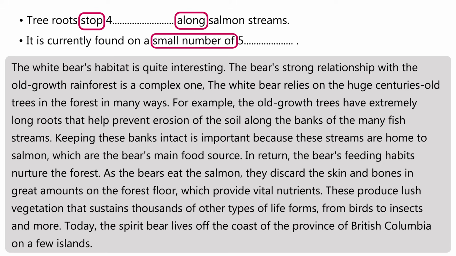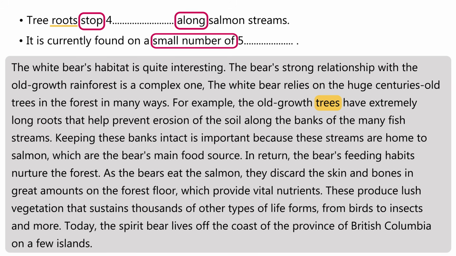For example, the old-growth trees, so we hear the word tree. So we should wait for the word roots, because roots is a specific word. It rarely has synonyms, so we should wait for the word roots, and then we should wait for the answer, all right?